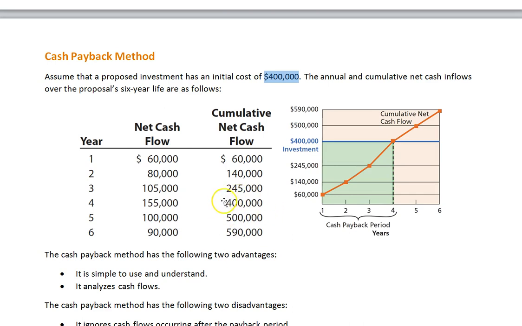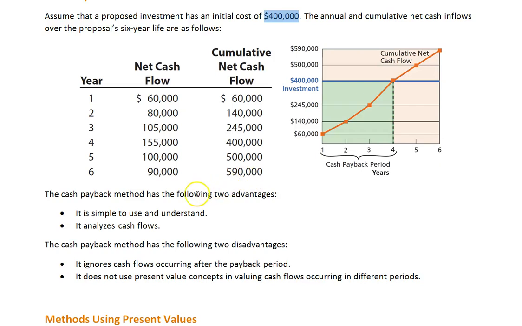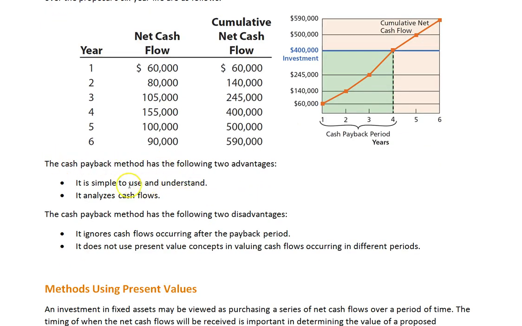Our answer isn't $400,000 though. Our answer is 4. That's how many years it takes to get our cash back. You can see a graphic here. It's just showing you when they get the cash back effectively right here when the two equal. Alright, it's very simple to use. That's why it still remains popular.